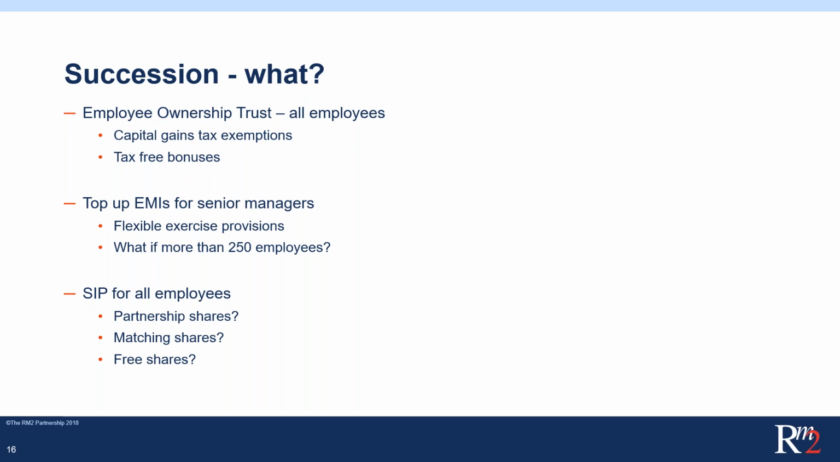And if you have an EOT, actually, there is no reason why you can't run other share schemes alongside it. So you can have top-up EMI options for senior managers, or you could even have a SIP to provide direct share ownership for all employees in the business alongside the EOT, which provides that kind of protective, controlling interest in the business. So that's a really quick run through succession.